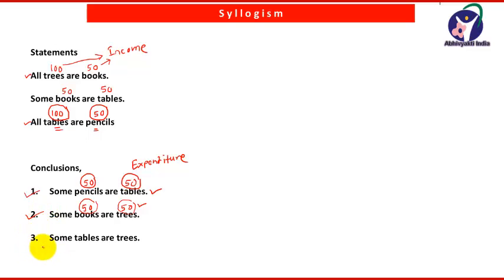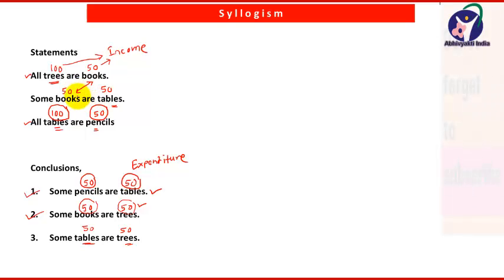Now check for the third one. Some tables are trees. Tables and trees. Table has 50 number and trees have 50 number because it is beginning with some. Now tables and trees we get in the first and the second statement. So trees is here and the tables is here. We will have to connect these two statements through the common word, that is books.